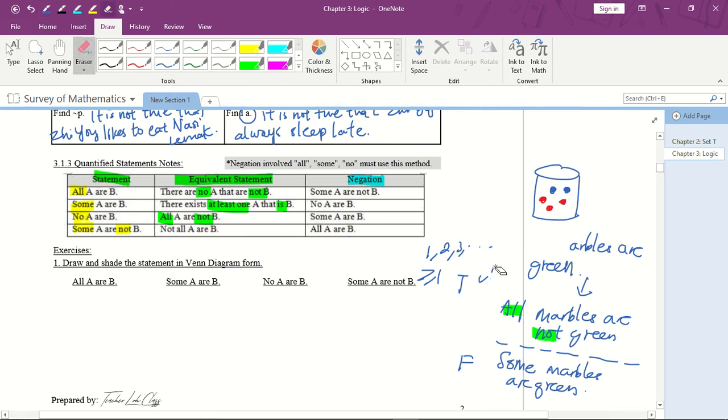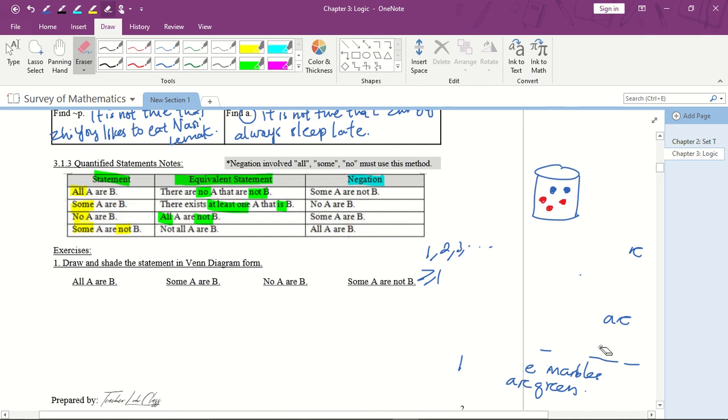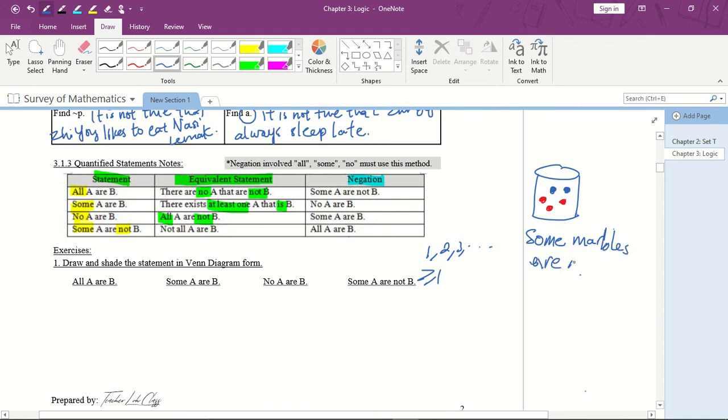Let me erase it. Here it says some A are not B. So I will say some marbles are not red. Of course, right? There are two marbles that are not red. That's why not all are red.